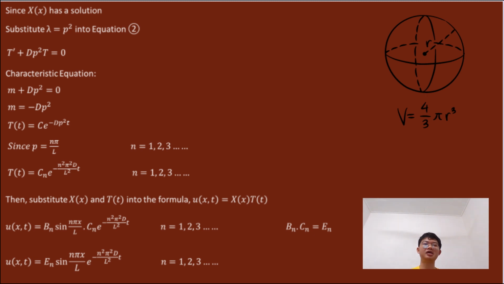2, 3, and more. Then substitute the function of x and t into the formula u(x,t) equals the product of the function of x and the function of t. Then finally, we will get that u with variables x and t equals En times sine n pi x over L times exponential to the power of negative n squared pi squared d over L squared t, and n is equal to 1, 2, 3. The En comes from the Bn times Cn.